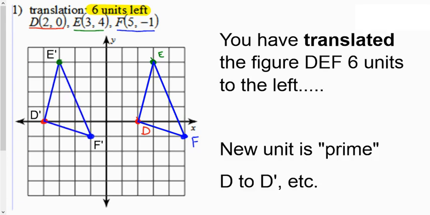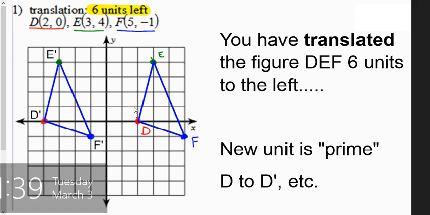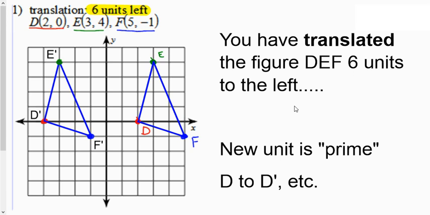Connect the new dots up, the prime dots, and there you have it. This is your new triangle. It's been translated 6 units to the left. Now remember what I said earlier in the intro. Translations, after you do that, they're the same size. In fact, it's a congruent copy of what you had because you literally just slid the original unit over.